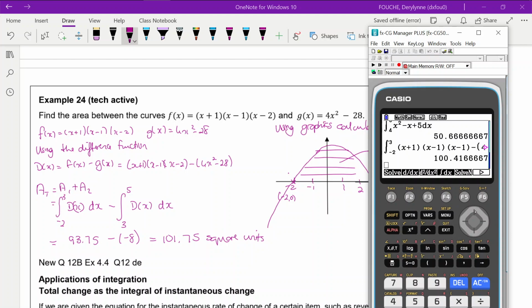Okay, and then we're going to subtract. Now you can do it in the whole thing, I suppose, but otherwise what you do is the same thing and go from 3 to 5, and it should give you... somewhere I went wrong with something. It should have been 93.75. I think I've typed in something wrong here. That was an x minus 2. Okay, there's your -8.